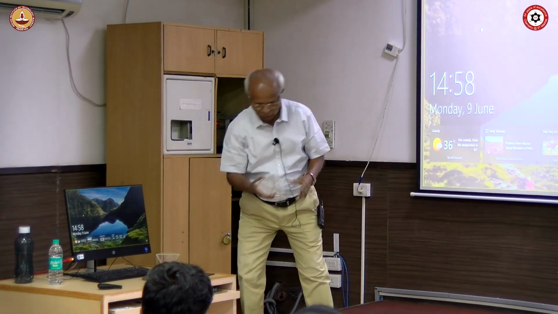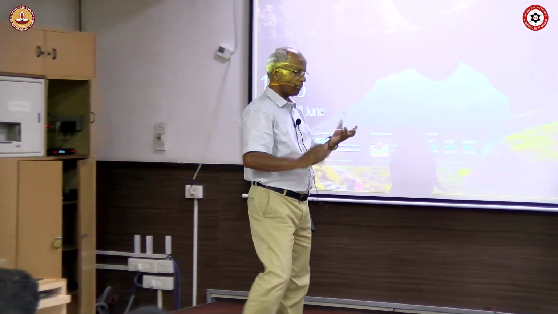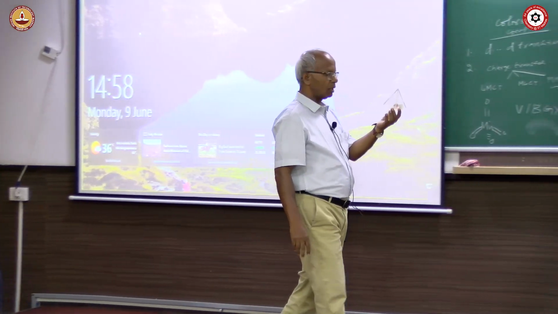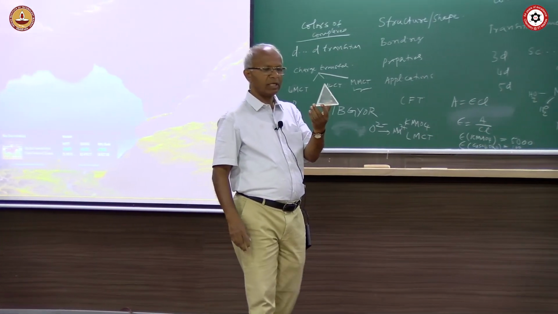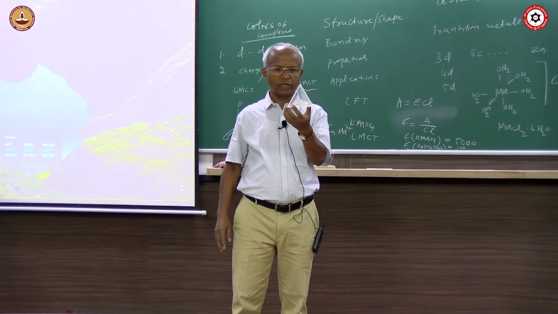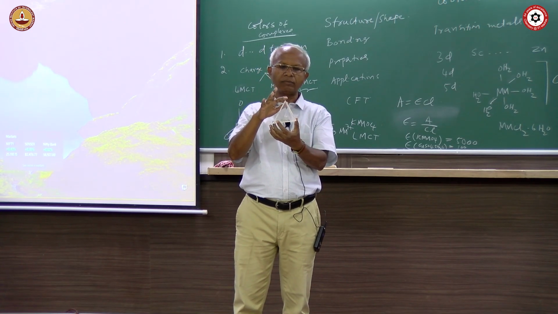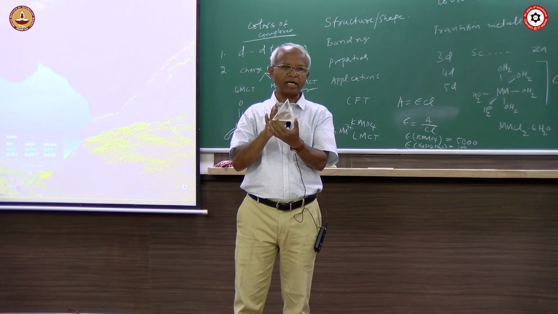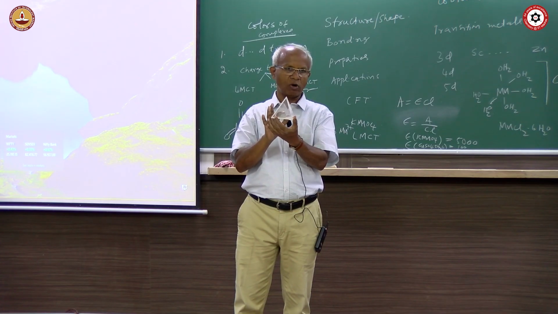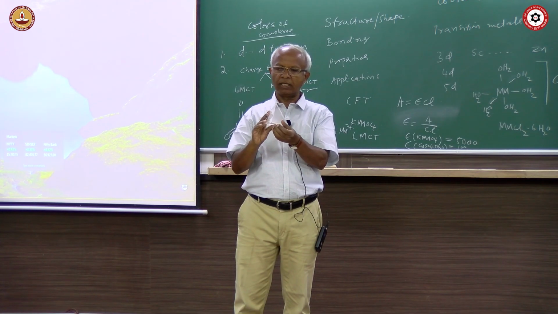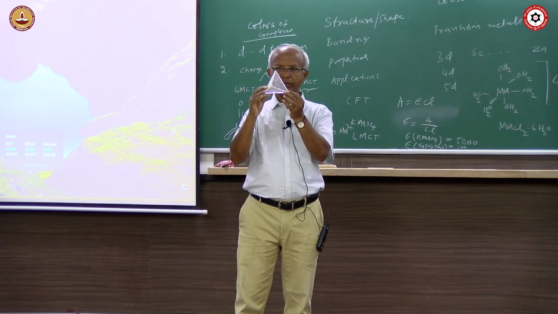4 faces. So you can see this is the model for a tetrahedral complex. It has 4 vertices, right? So 4 vertices are present, and each vertex will have one ligand, and the center of this model will have a metal.